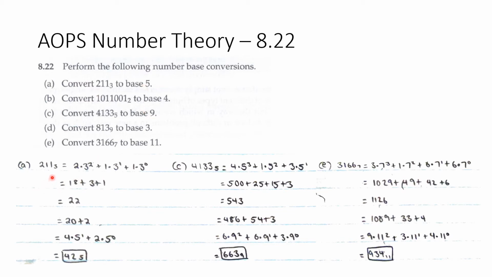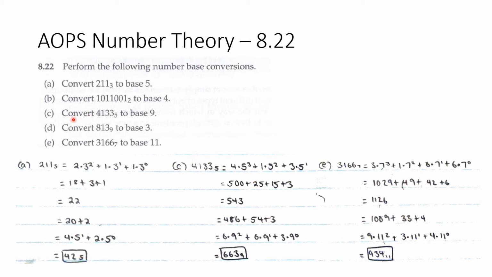So 211 in base 3 is equal to 2 times 3 to the power of 2 plus 1 times 3 to the power of 1 plus 1 times 3 to the power of 0, which is equal to 22 in base 10, which is also equal to 20 plus 2, which is equal to 4 times 5 to the power of 1 plus 2 times 5 to the power of 0, which is equal to 42 in base 5.